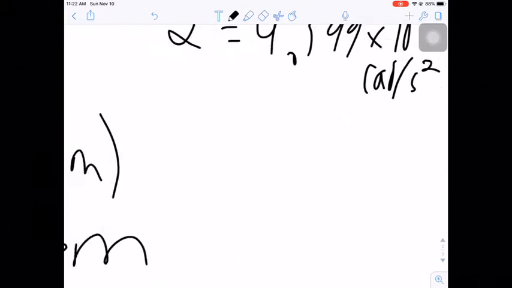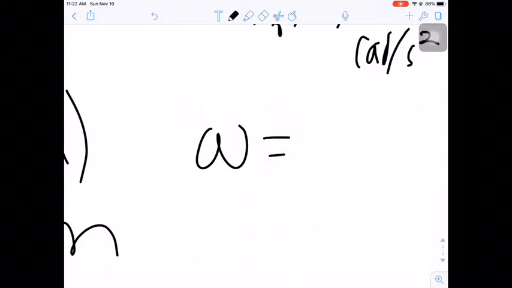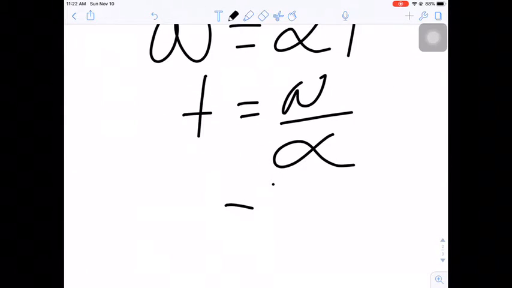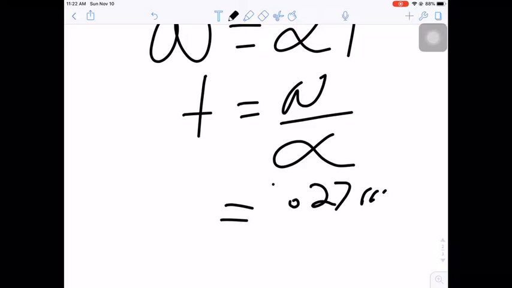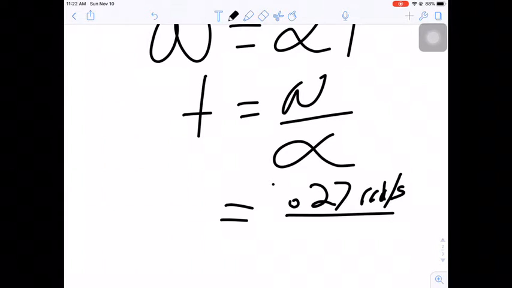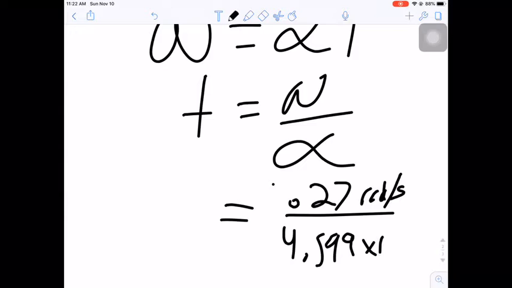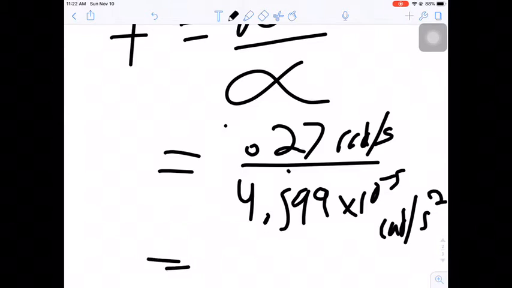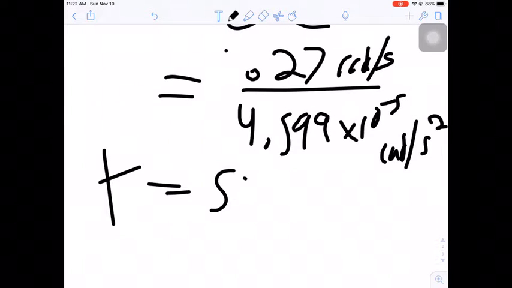So now we can plug this in. We know that angular velocity is equal to angular acceleration times time, so now we just solve for time. We divide the angular velocity by the angular acceleration. Plugging this in, 0.27 rads per second over 4.599 times 10 to the negative fifth rads per second squared. All this, we get that time is equal to 5871.3 seconds. And this is your final answer for B.